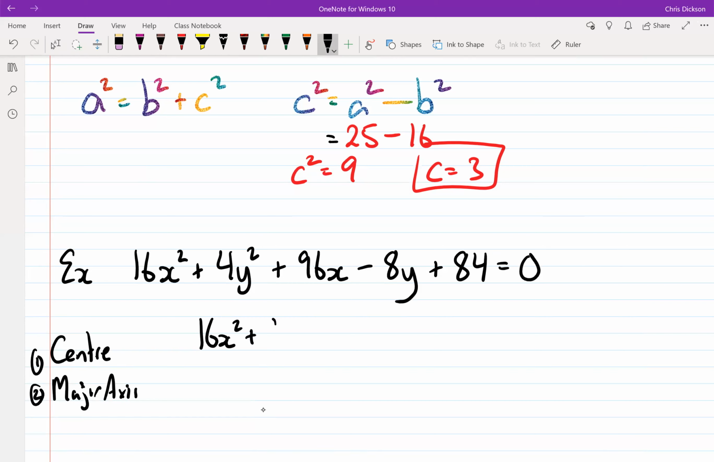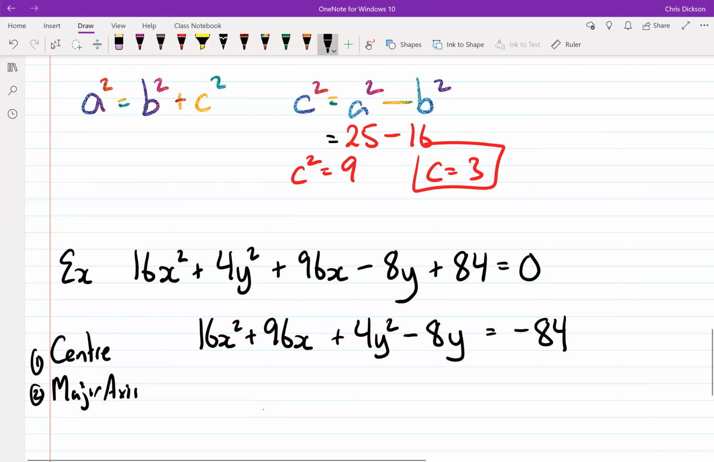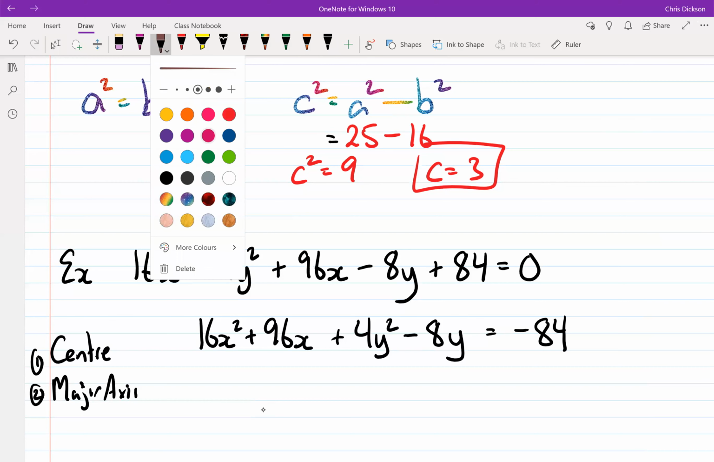16x squared plus 96x, and then plus 4y squared minus 8y, and then equals negative 84 here. Okay. So now I need to complete the square, but these coefficients are a bit of a problem. So I'm going to factor these numbers out. Now this is tricky here, so you might need to rewind this again just to see what we're doing here. I'm going to change this to blue. Blue is a good color. There we go. Okay, so I'm going to factor out a 16 here.